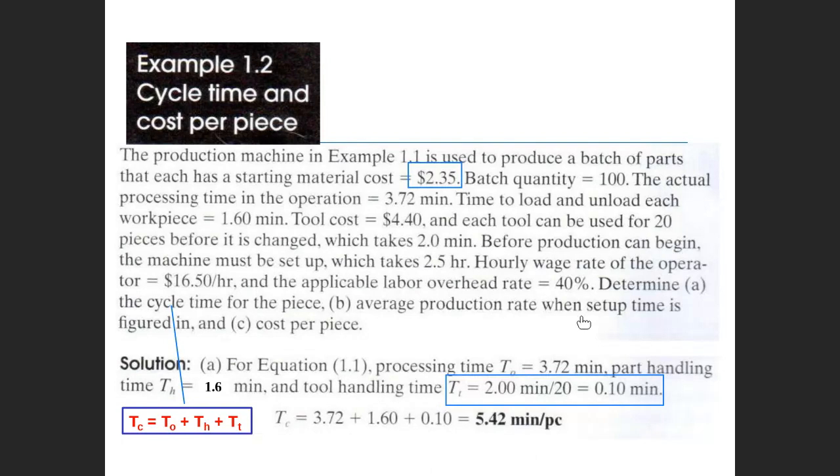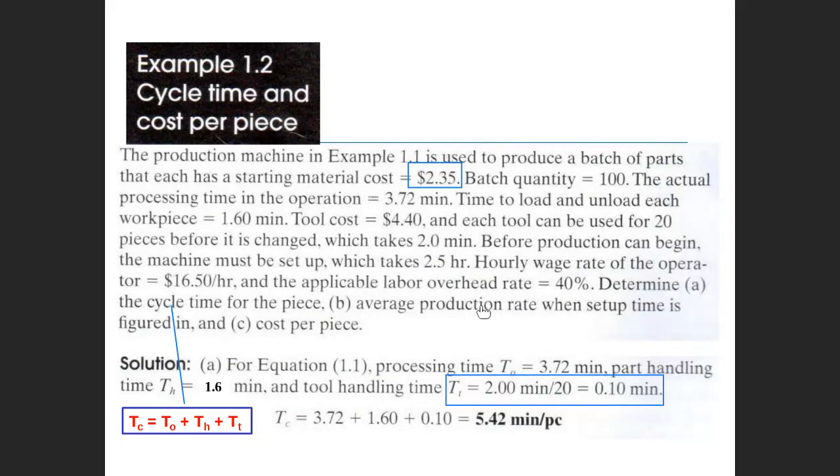What is the cycle time? What is the cycle time for one piece? Right? This is the first question. Second question, what is the average production rate? I said what? Production rate. Production rate equals what? Do you remember? Put the equation.